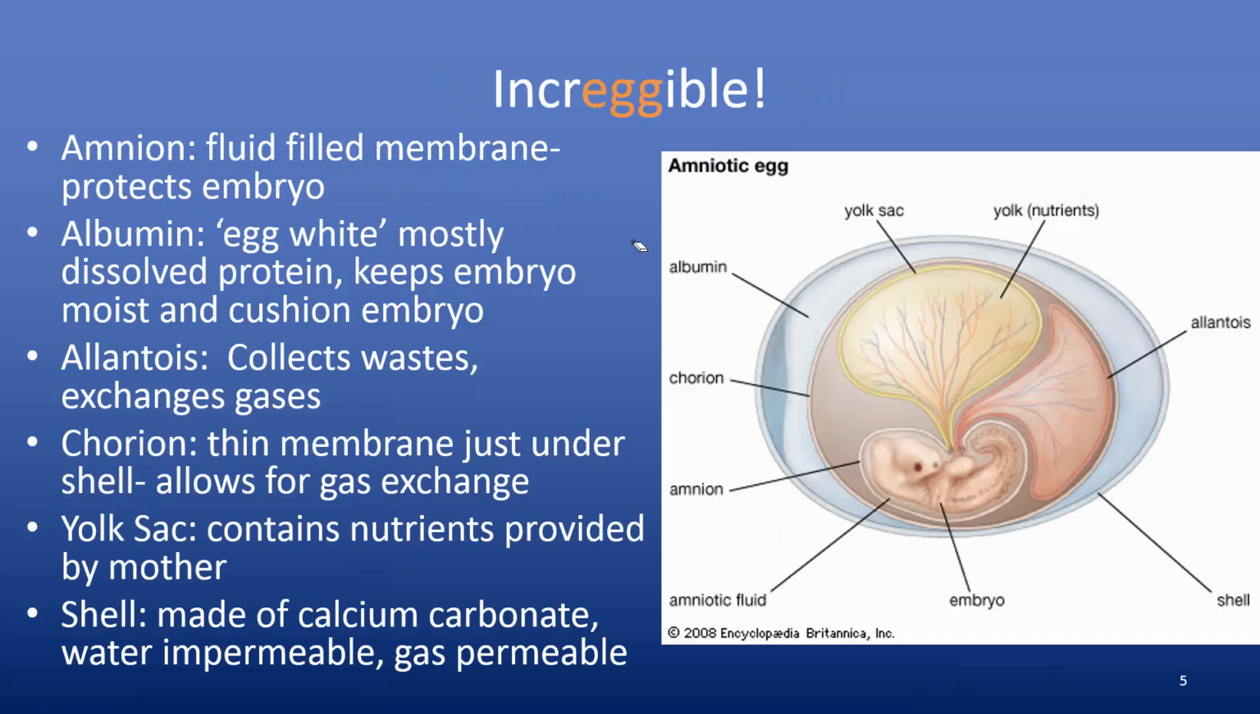And what I want you to do here is, on your question sheet and in your notes, there are several individual components of the amniotic egg. So we have the amnion, the albumin, the allantois, the chorion, the yolk sac, and the shell. You need to make sure you know how to label these. You need to make sure you understand what each component does. I guarantee you're going to see test questions and quiz questions.